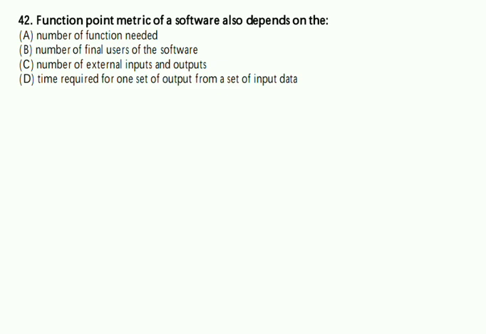Function point metric of a software also depends on that. A function point is a unit of measurement to express the amount of business functionality an information system provides to a user. Function points are used to compute the functional size measurement of software. It depends on outputs, inputs, inquiries, internal files, and external interfaces. So here option C is the correct one. So number of external inputs and outputs.